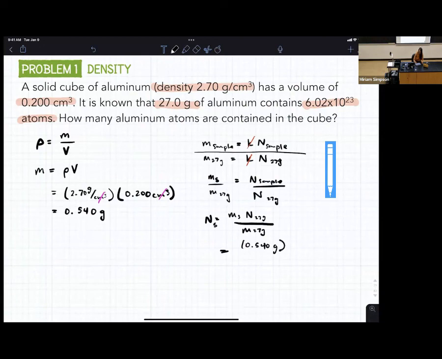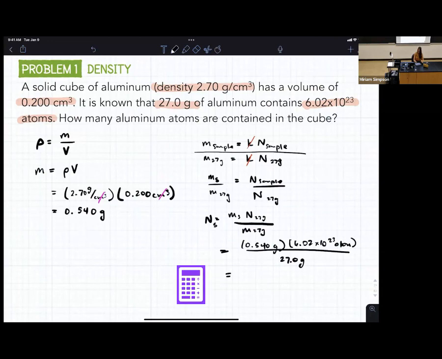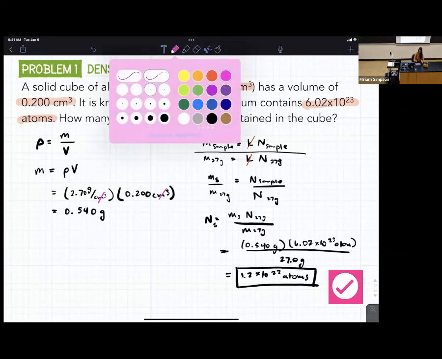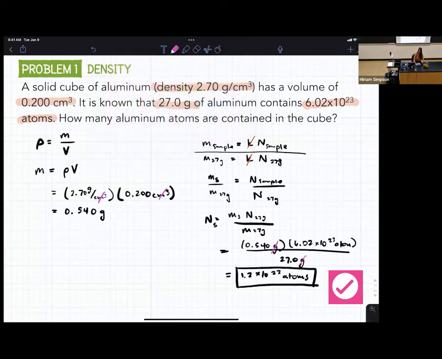So that gives you 0.540 grams times 6.02 times 10 to the 23 atoms per mole, all over 27.0 grams. You plug all that into a calculator, and that should give you 1.2 times 10 to the 22 atoms. The only other thing to keep track of here is, once again, we are canceling grams, and that's why we end up with atoms.